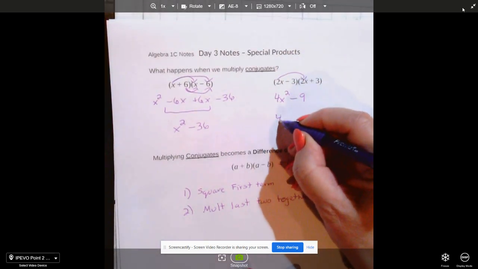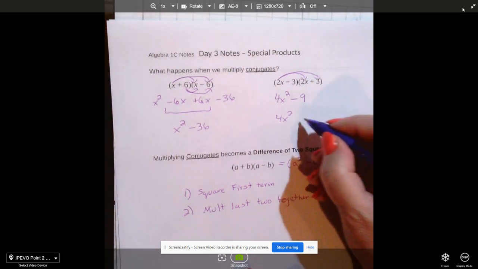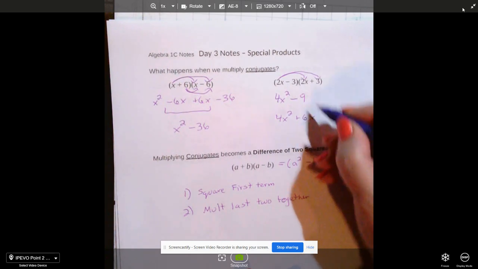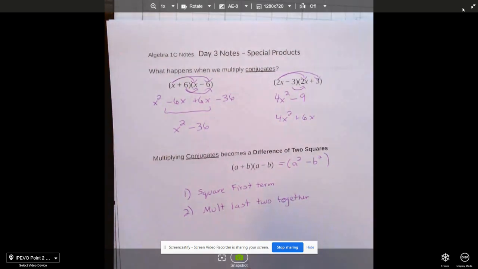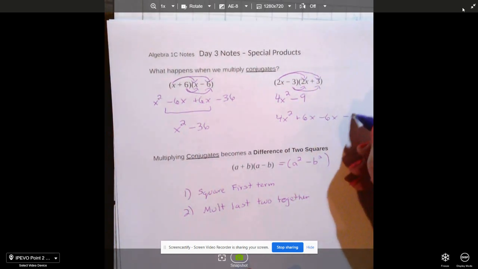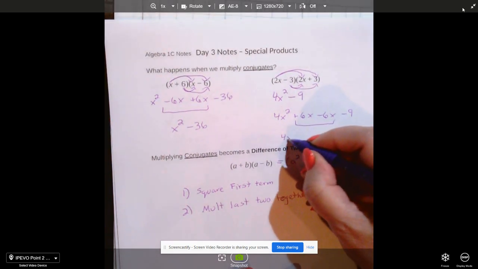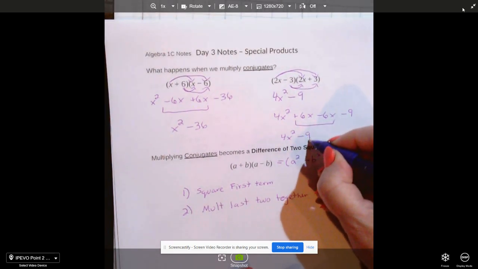Multiply those together to get a 4x squared. I'll multiply those two together to get a plus 6x. I'll multiply those two together to get a minus 6x. And I'll multiply those two together to get a minus 9. My like terms will cancel out, and I have 4x squared minus 9.